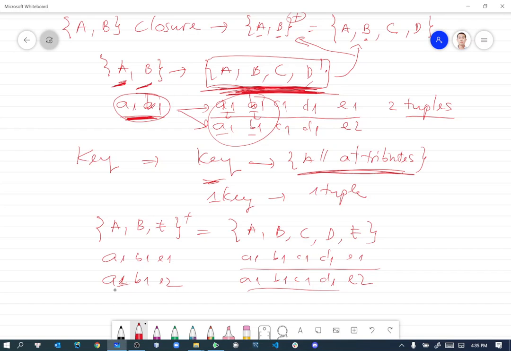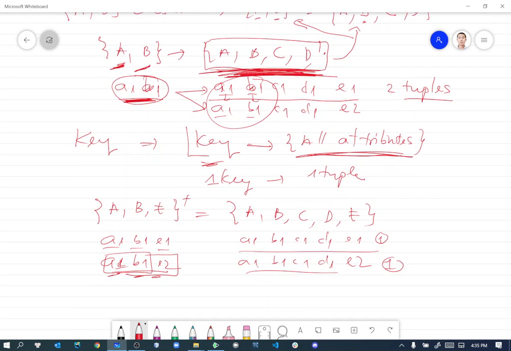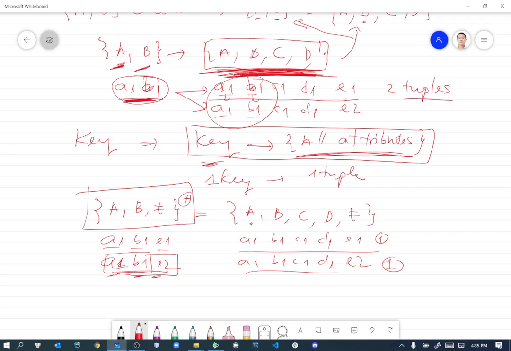But if you consider only A and B, there are two rows. But if you consider three of them, A1, B1, E1, you can find only one row. So again, if it is a key, it has to determine all the attributes. In this case, the closure of A, B, E includes A, B, C, D, E, which means all the attributes.